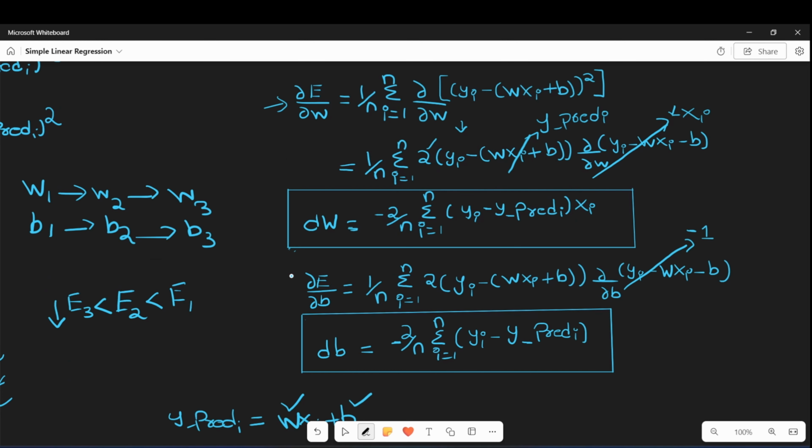Similarly, I have done the partial derivative of the error function with respect to b, and here this partial derivative value becomes minus 1, and the equation looks like this: minus 2 by n into summation of i equal to 1 to n, yi minus y pred of i, and I renamed it as db.